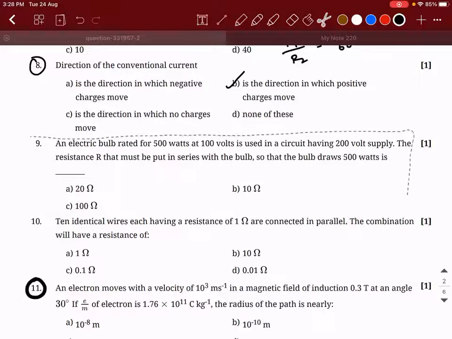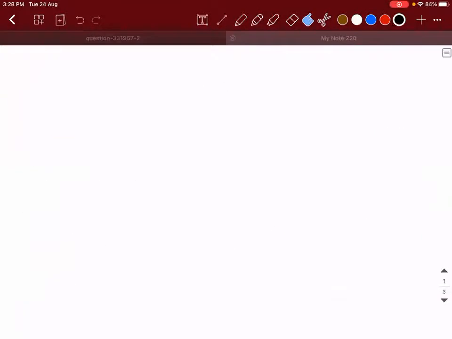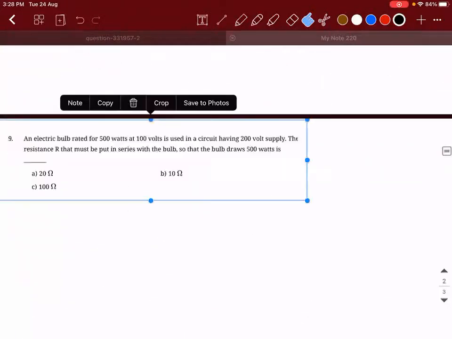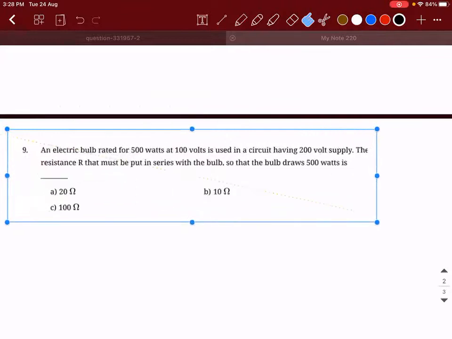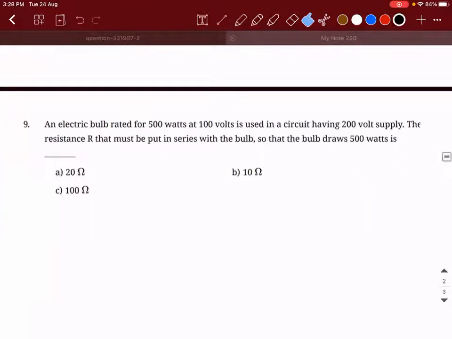Let's see. So we can use P equal to VI, sir. Okay. You tell me P equal to whatever you want. I square R. Okay. First of all, did you understand the question? Did you try to draw and see what they are trying to say? So there is an electric bulb, right? Generally, when they say bulb, you need to have in your mind that you can draw a resistor also.